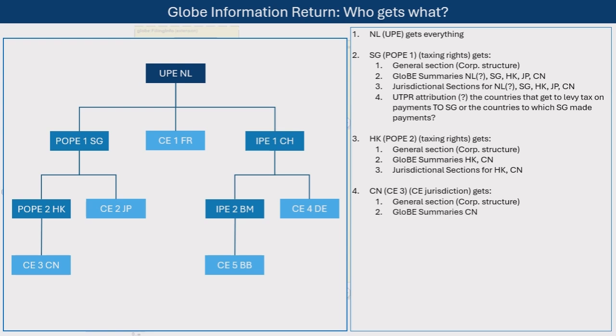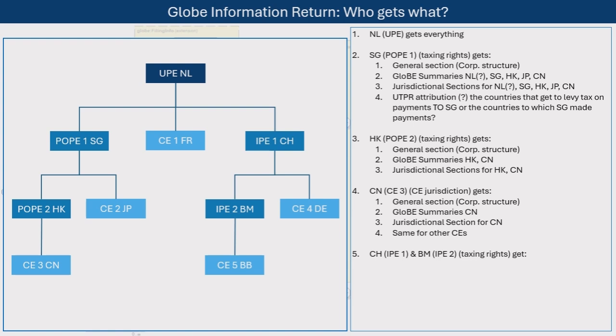And then the question is, what else does it get? I think it will get the GloBE summaries for China, but nothing more than that. It will get the jurisdictional section for China, but nothing more than that. And all the other constituent entities, France, Bermuda, Germany, and Japan, would have the same.